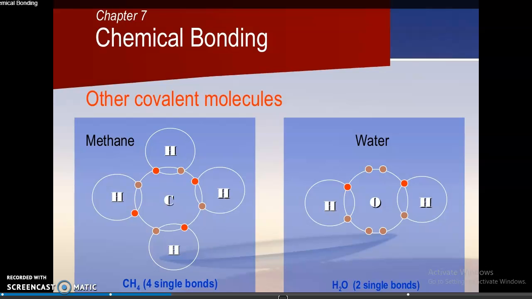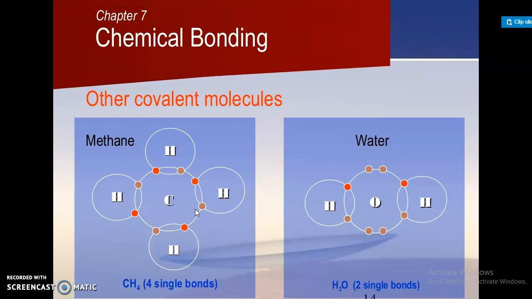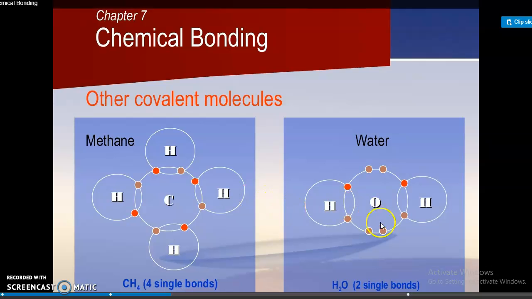Now check the methane. Methane is made by one carbon with 4 hydrogen atoms. Every hydrogen has only 1 electron and every carbon has 4 electrons. That's why the 4 electrons of carbon are shared with 1 electron of each hydrogen to give 4 single covalent bonds. Do check the example of water. Water is made by the sharing of electrons between an oxygen atom and 2 hydrogen atoms. Oxygen shares 1 electron with the electron of each hydrogen. So water has 2 single covalent bonds.